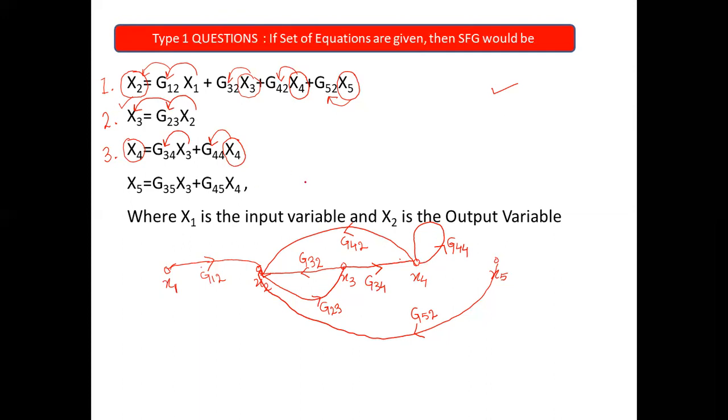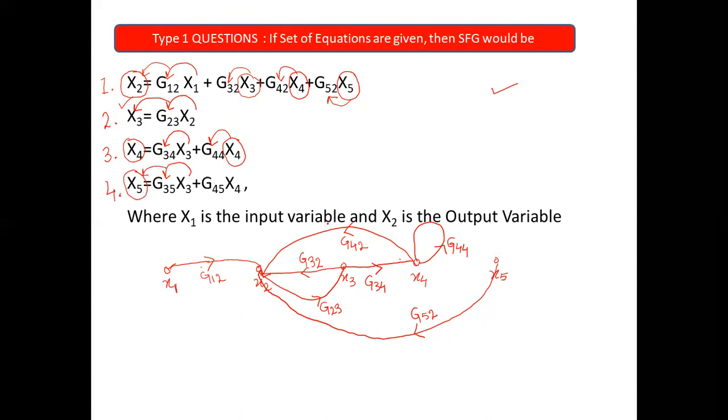Okay, now let us consider equation number 4. This is the final equation. Now in this equation our basic target is to look after the x5 node, and how signals are coming to the x5 node we have to look after with the signal flow graph. So there is a signal coming from x3 and it is getting multiplied by G35 and it is going to x5.